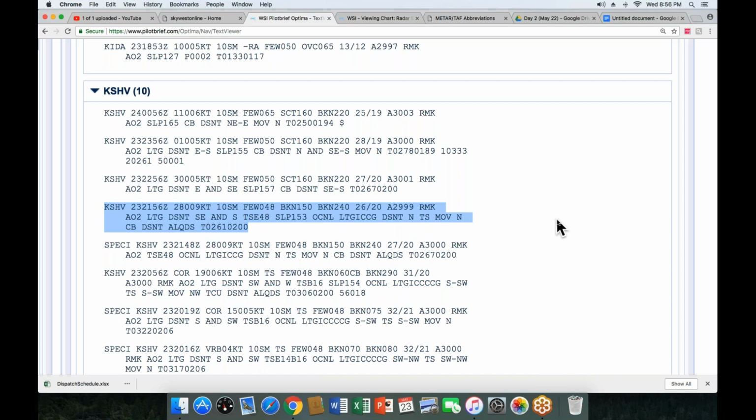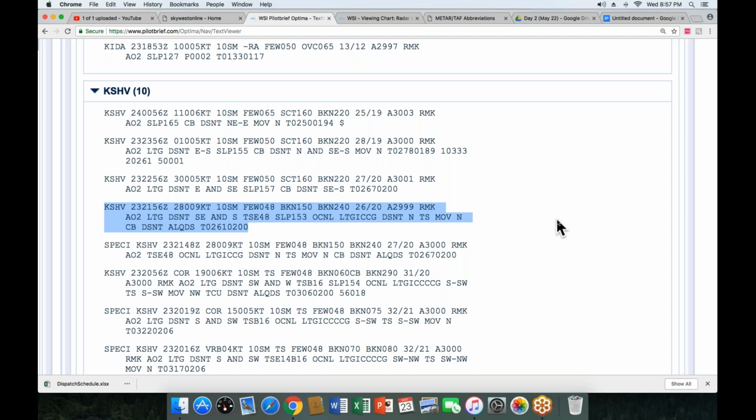Weather in Shreveport on the 23rd at 21:56 Zulu, winds 280 at 9 knots, visibility 10 miles, few clouds at 4,800 feet, broken layer at 15,000 feet, broken layer at 24,000 feet, temperature 26 degrees, dew point 20 degrees, altimeter 2999, lightning distance southeast and south, thunderstorm ended at 48 minutes after the hour. Sea level pressure 153. Occasional lightning in the clouds.